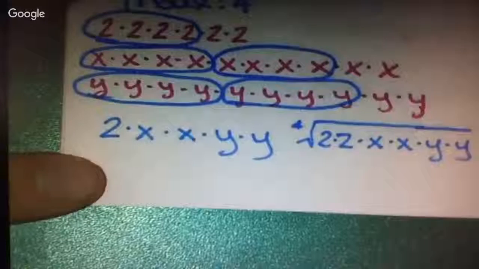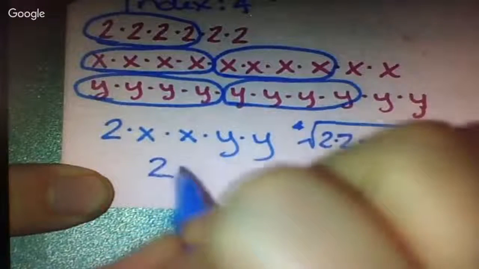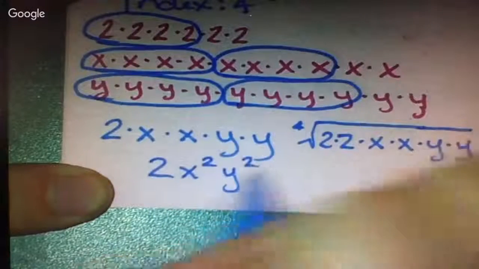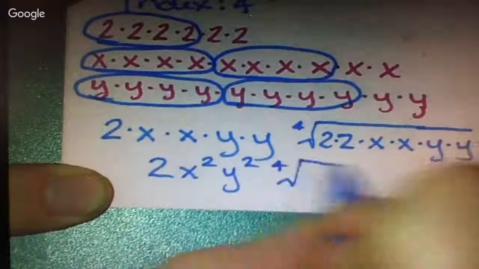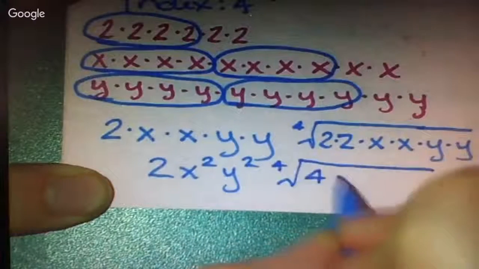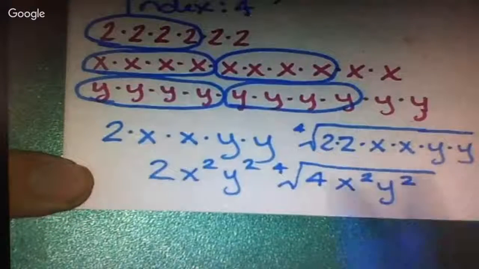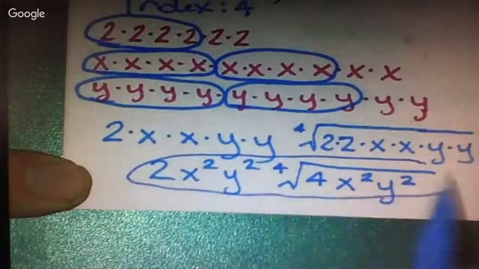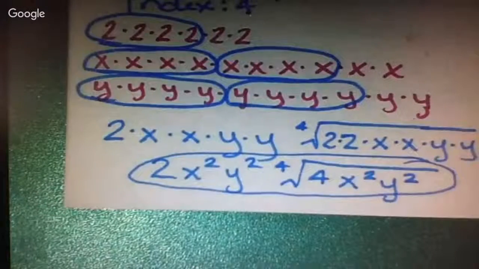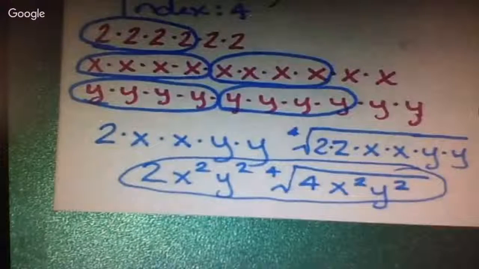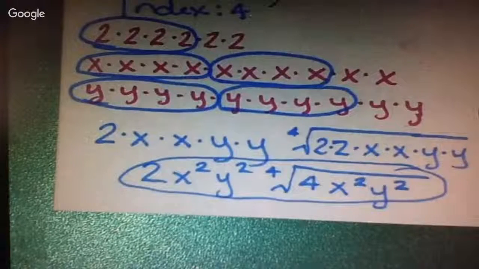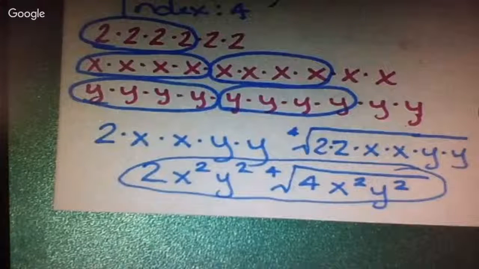So we're going to finish this off. This becomes 2x squared y squared, the 4th root of 4x squared y squared. Take everything from there and put it in the radical. Everything that's not circled.